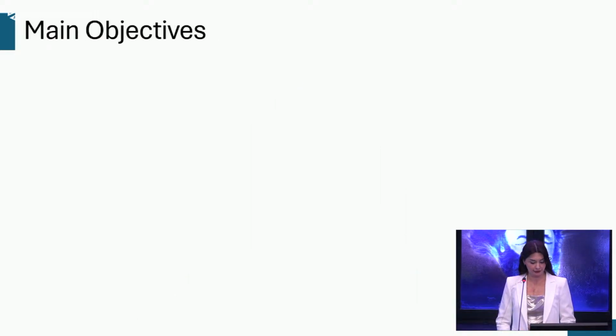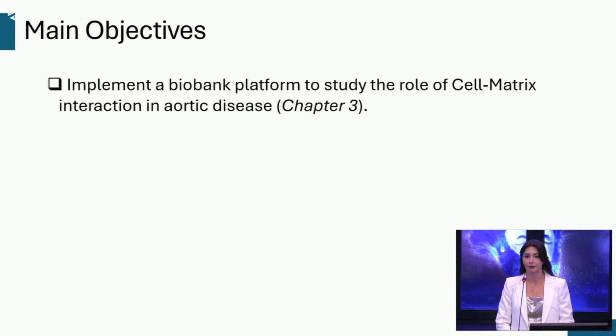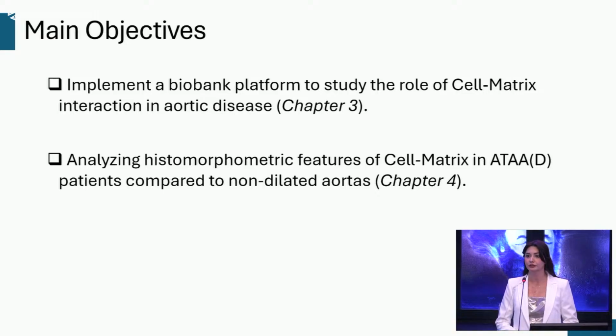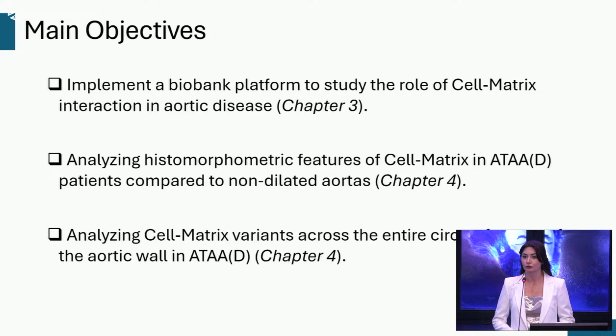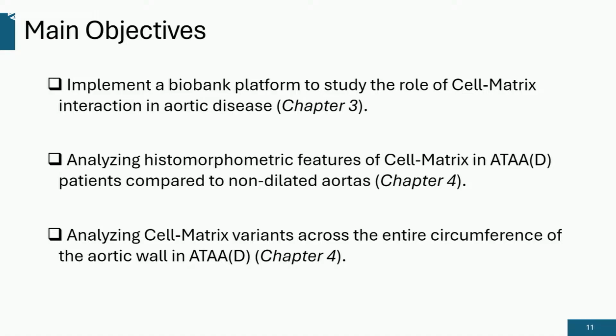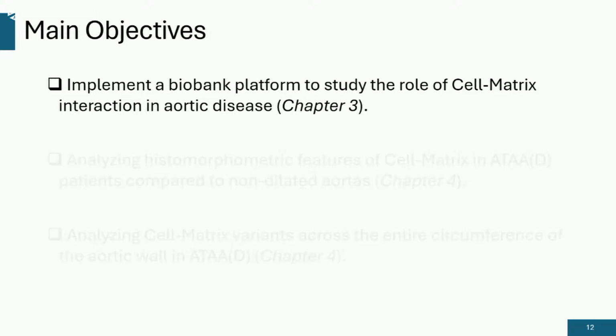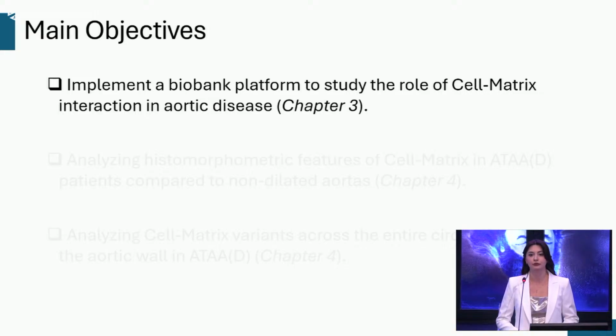So to realize this, 4 years ago, we implemented a biobank, which is called MAPEX, to study the cell matrix interaction in the aneurysm disease. And my role herein was to look at the differences in the cell matrix in 3 different populations: in the non-dilated aortas, aneurysmal aortas, and in the type A dissection. And in the last part of my thesis, I also investigated the full circumference of an aneurysmal ring to find differences between the segments. So before going to the results, I would like to introduce first the biobank, MAPEX.